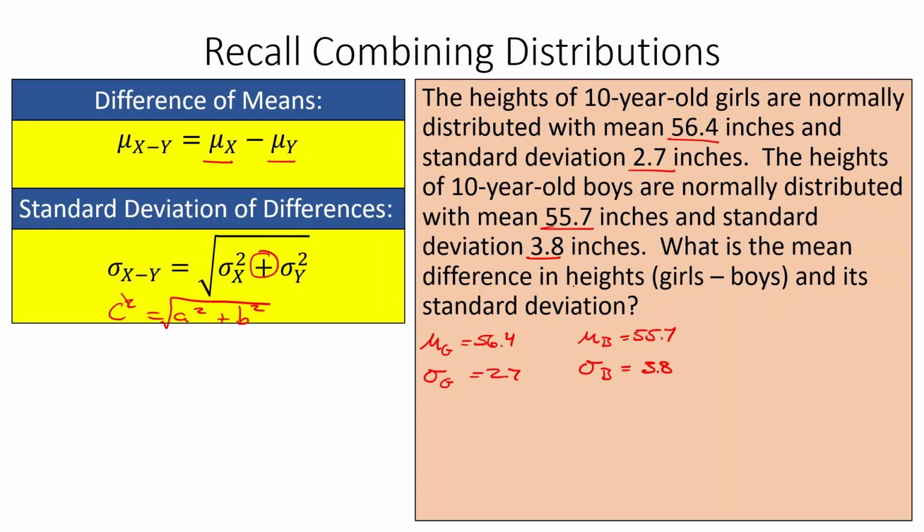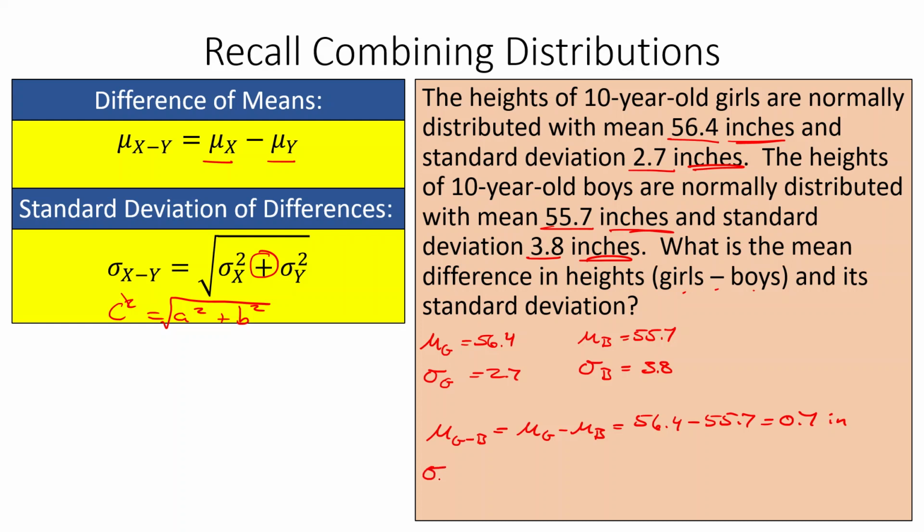What is the mean difference in the heights, girls minus boys, and its standard deviation? The mean difference for girls minus boys would be the mean height for girls minus the mean height for boys. So it's 56.4 minus 55.7, which I believe gives us 0.7, and this would be in inches because everything up here was in inches. Next up, the standard deviation.